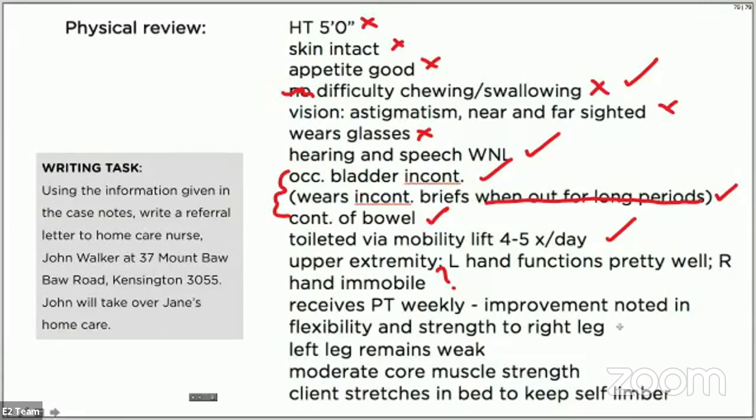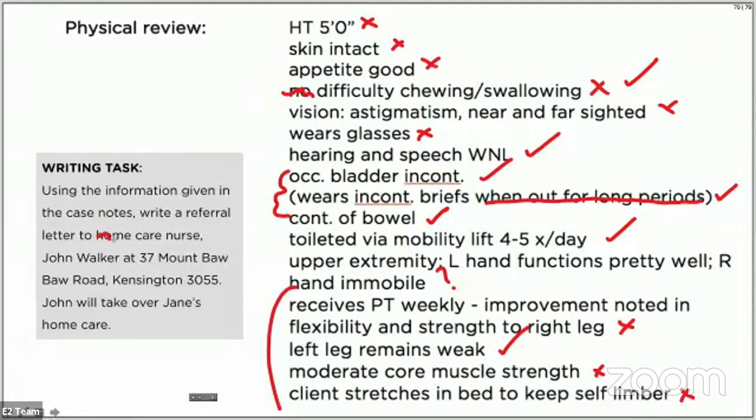Well, for my home care nurse, probably not. I'm going to leave it out. Left leg remains weak, probably relevant. Moderate core muscle strength, probably irrelevant. Client stretches in bed to keep self limber, probably irrelevant. Now, let's think about these.